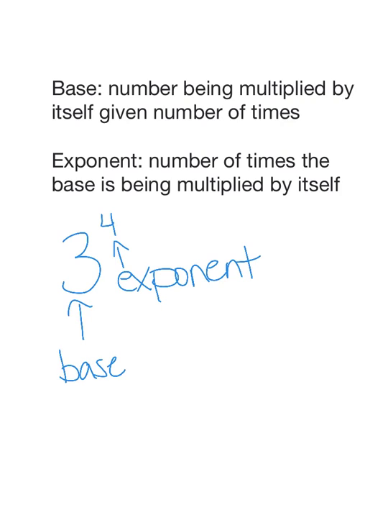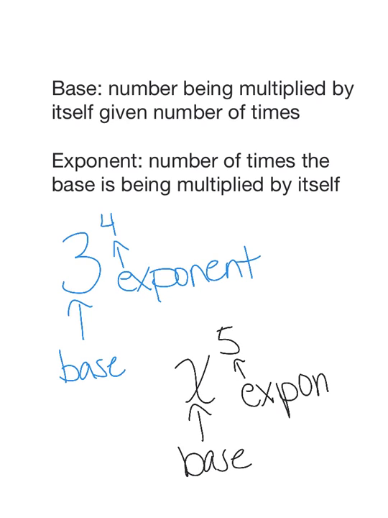Same thing if I had x raised to the 5th power. My x is going to be my base. Although I don't know the exact number x represents, I know it still is the base. And the 5 is still going to be the exponent. Now, we've already been working with bases and exponents when we've been doing the Pythagorean theorem. If you think about it, a squared plus b squared equals c squared. Well, a, b, and c are our bases, and our 2's, or our squares as we call them, are our exponents. So you can refer back to that.